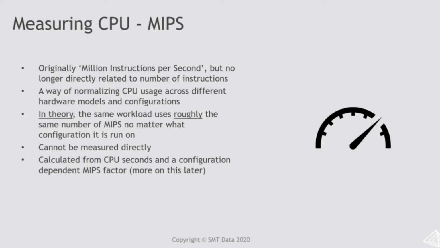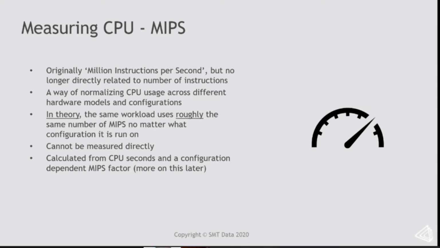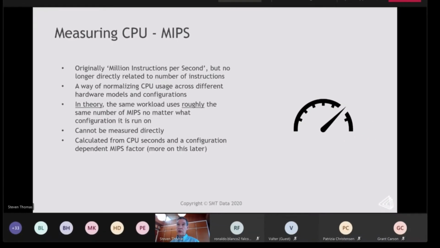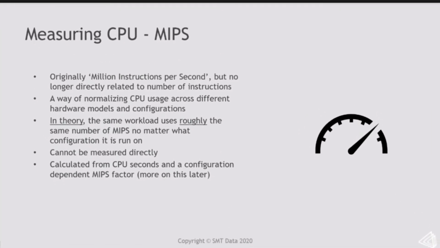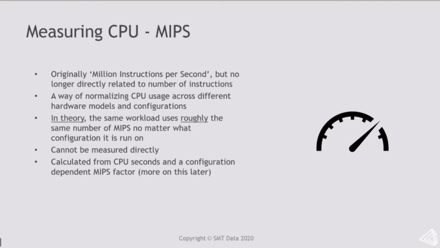Then we have MIPS. MIPS is very commonly used as a billing unit for CPU power. Originally, MIPS stood for 1 million instructions per second, but it's no longer directly related to the number of instructions. It's just a way of normalizing CPU utilization across different hardware models and configurations, based on some industry standard tables. So in theory, the same workloads use roughly the same number of MIPS, no matter what configuration they run on. So you're going to pay the same to get the same amount of work done, even though the outsourcer may change the hardware configuration. Now, the challenge with MIPS, as we'll see, is it's not something you can measure directly.